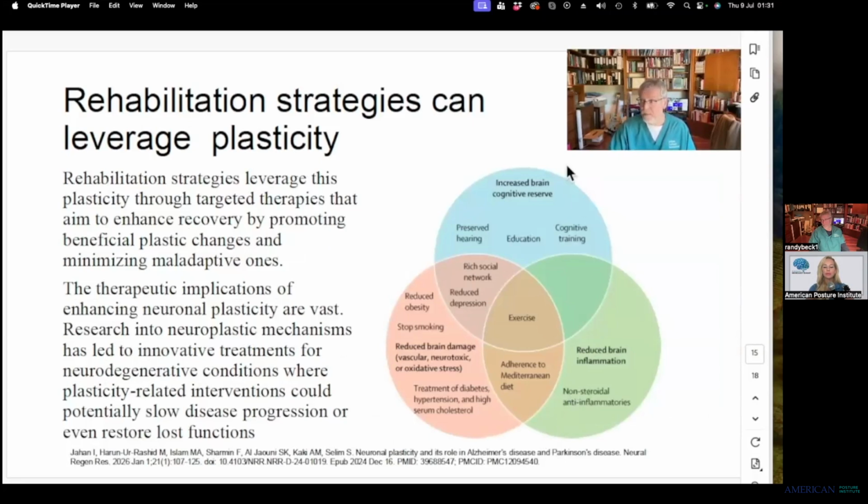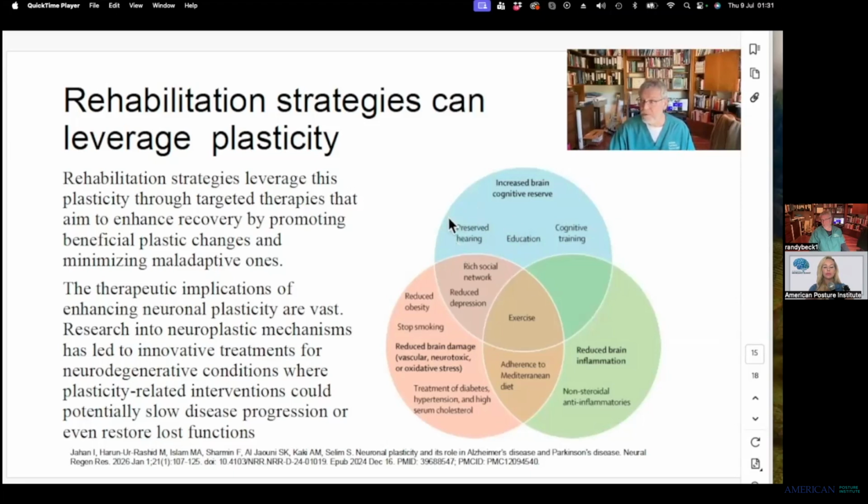So let's talk about increasing brain reserve. One of the main things that often comes up is hearing loss. Hearing loss can really accelerate this whole cognitive decline in people.